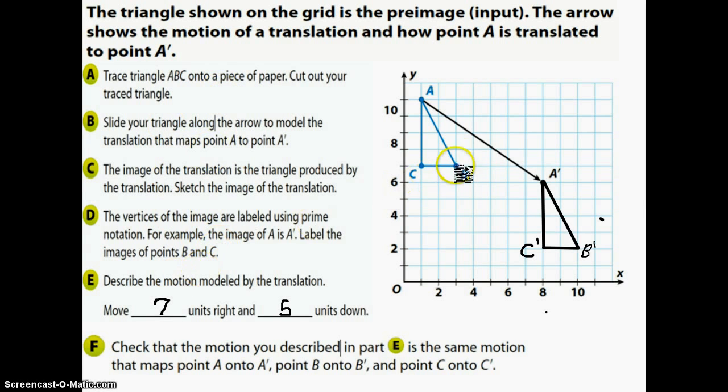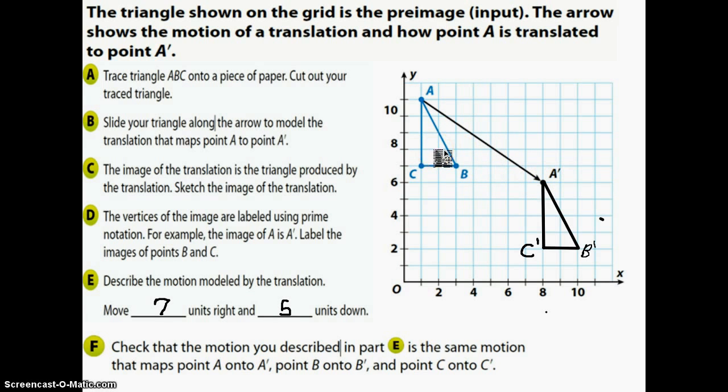Here I'm just going to do it from a mathematical standpoint. So here it asks us to describe the motion. Okay, so if I look at this and I'm going from here to here, remember, let's just say A is my pre-image, and A prime, see the little hash mark, will be my image. So I'm going from here to here. How do I get there?